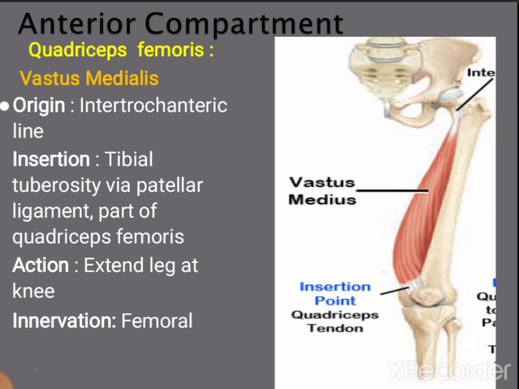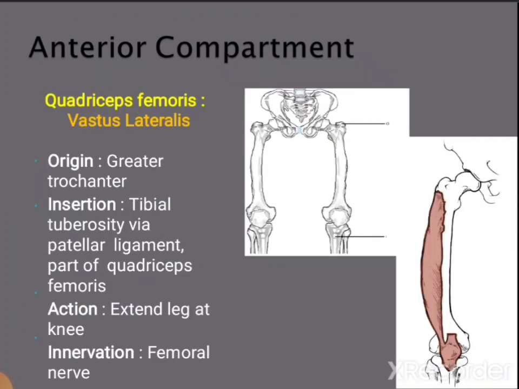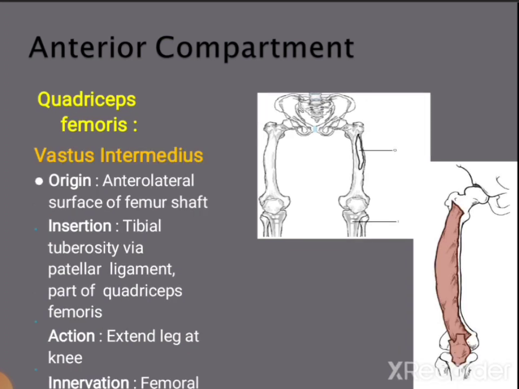Then the second muscle is the vastus medialis. Origin is from the intertrochanteric line. Insertion is again on the tibial tuberosity via the patellar ligament. Action is extension of the leg at the knee. Innervation is the same, that is the femoral nerve. Then the third muscle is vastus lateralis. It arises from the greater trochanter and is inserted on the tibial tuberosity via the patellar ligament. Action is extension of the leg at the knee and it is supplied by the femoral nerve.